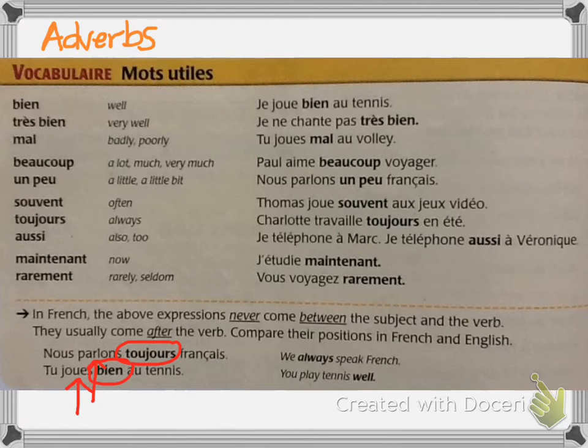Working through the translation of these sentences, I play tennis well. I don't sing very well. You play volleyball badly. Paul likes to travel a lot. We speak a little French. Thomas often plays video games. Charlotte always works in the summer. I call Mark. I also call Veronica. I'm studying now. You rarely travel.